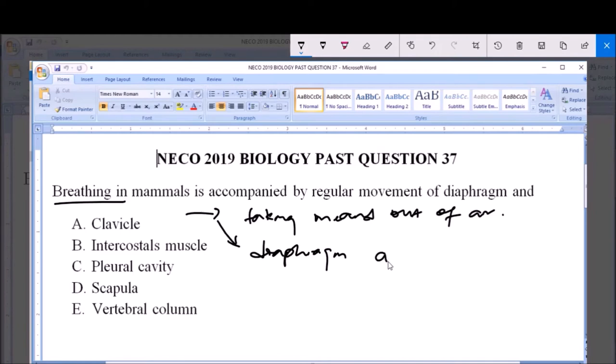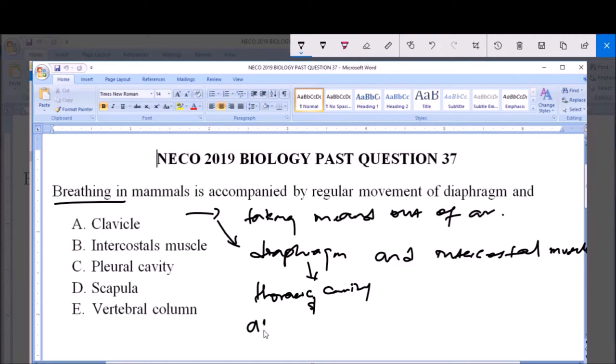The diaphragm and the intercostal muscles. These muscles assist we humans or mammals in breathing. Now, the diaphragm is a muscle that is found between the thoracic cavity and abdominal cavity.